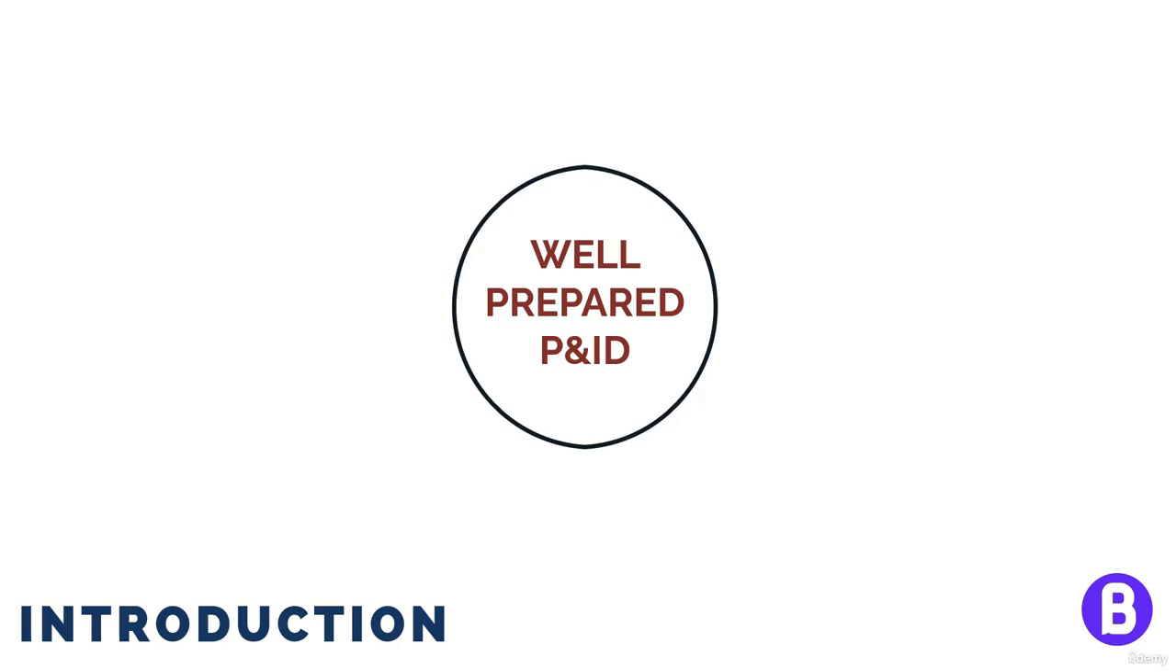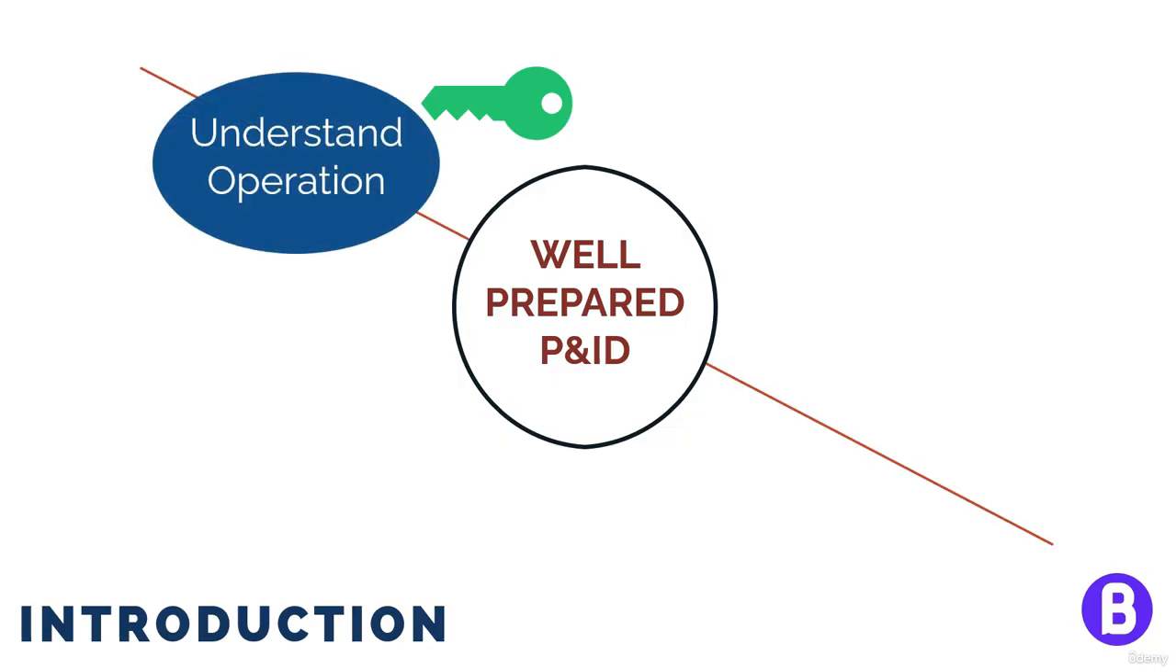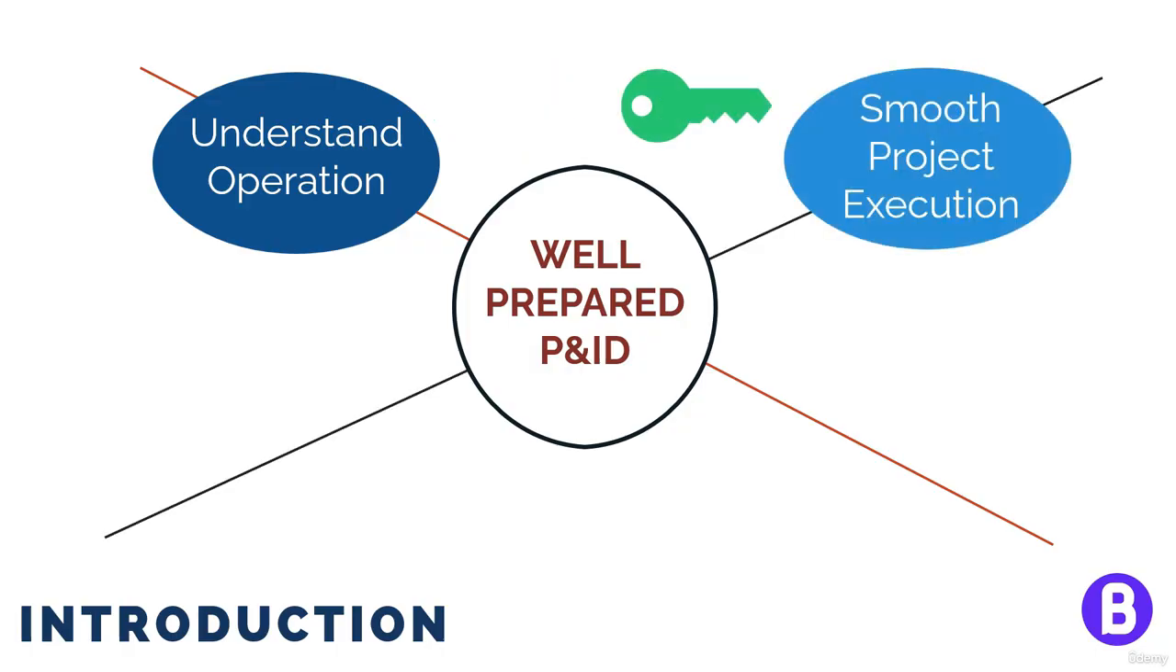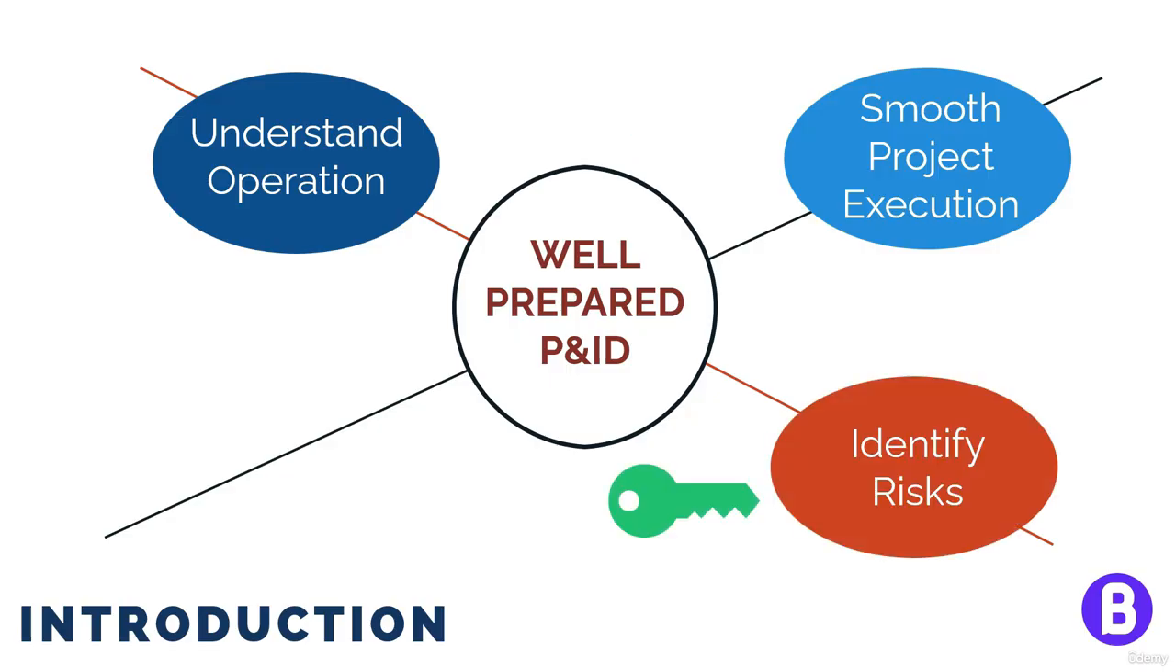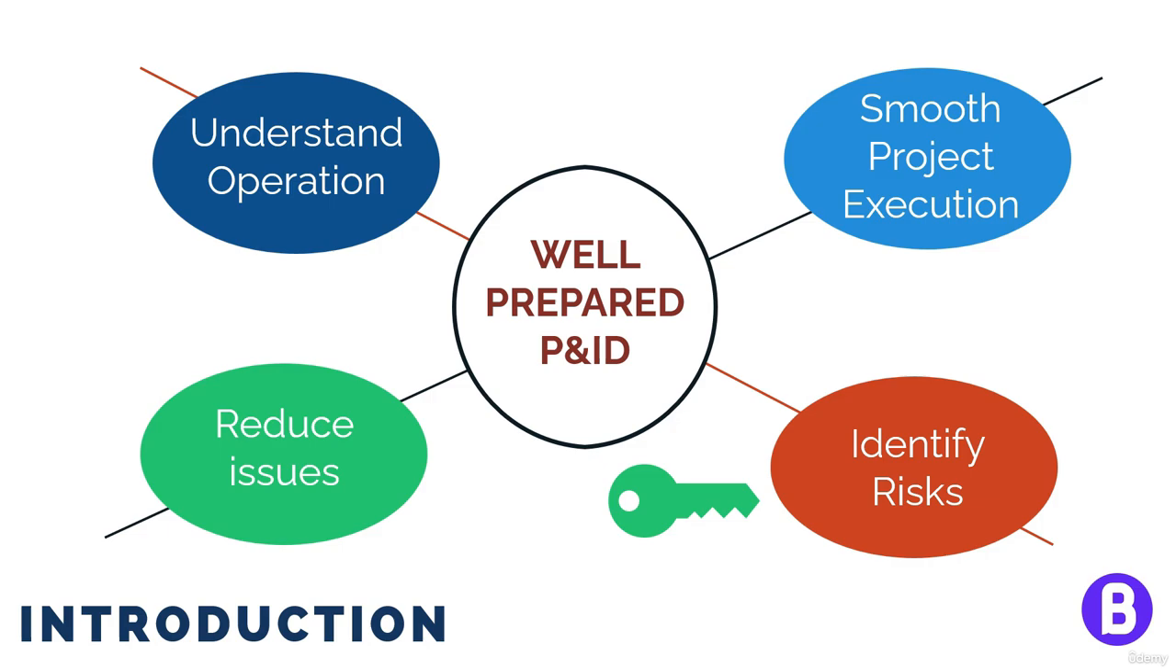P&IDs, or in other words, piping and instrumentation diagrams, are considered a key document when designing or upgrading any process plant. Through the P&IDs, we are supposed to be aware of how the plant shall operate. A well-designed P&ID preparation would lead to a smooth project execution. In addition, it shall identify main risks.